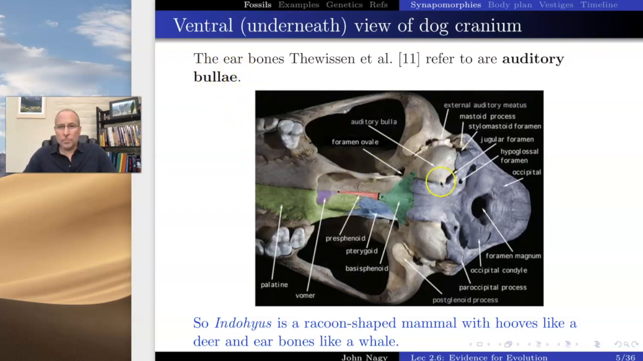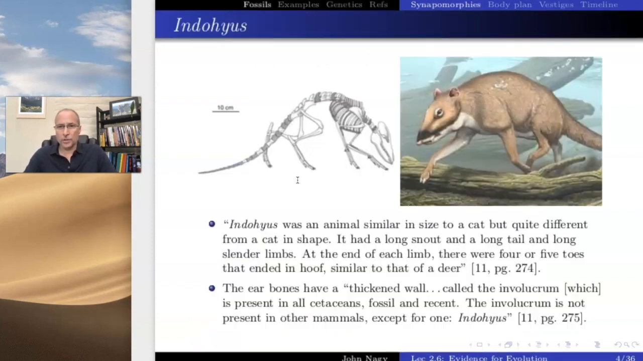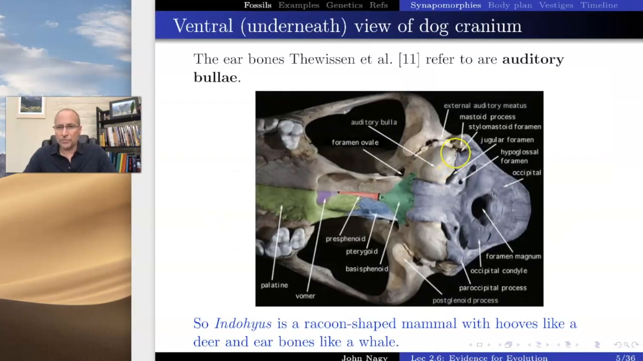So this is the kind of bones we're talking about, and this creature here, this Indohyus, had ear bones that are different than this dog's. It has one side that's really, really thick and has this fold that's called an involucrum.